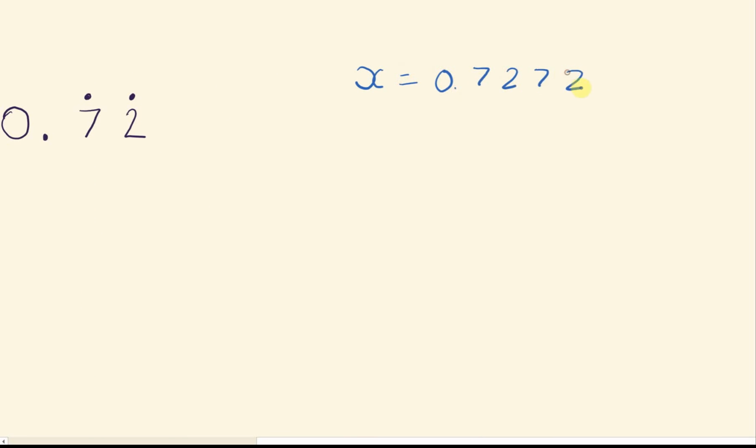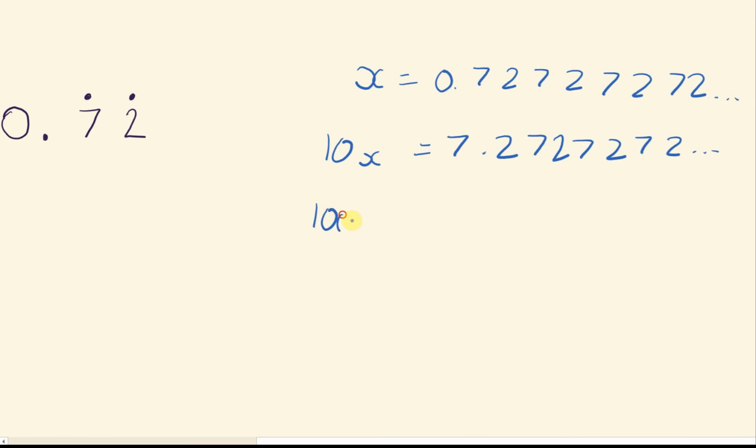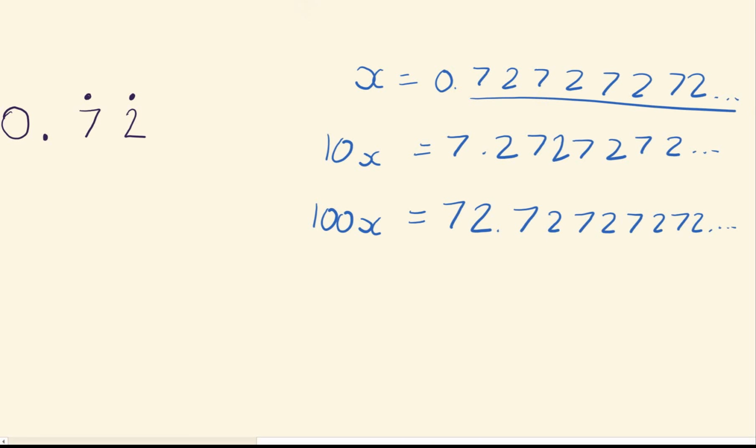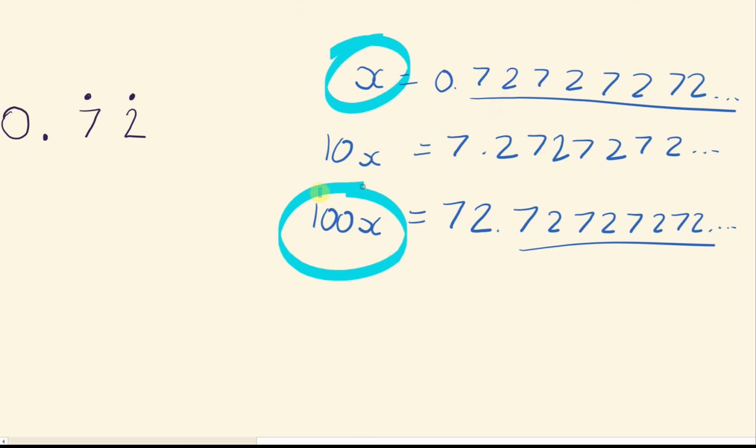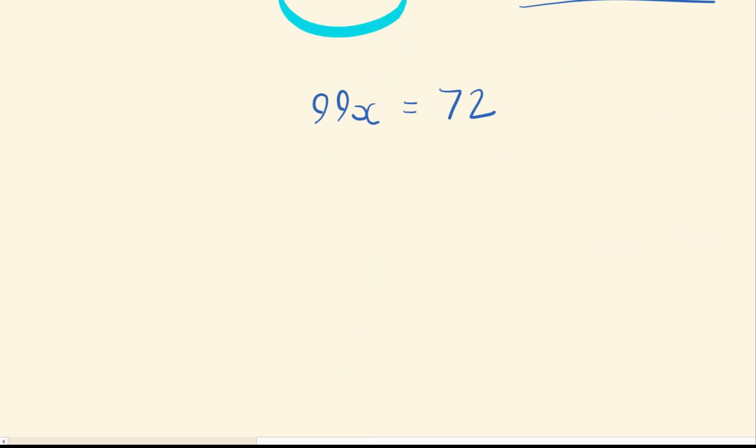So write it out in long form. 10x is close, but it's not the same. The 7 and the 2 are not in the same order. And we do 100x. I'll now get 72.7272. And that is the same after the point as just x. So these two things are the same. So taking them both away. So again, I'm taking away the top and the bottom. So 100x minus x is 99x, and that's going to equal just 72.